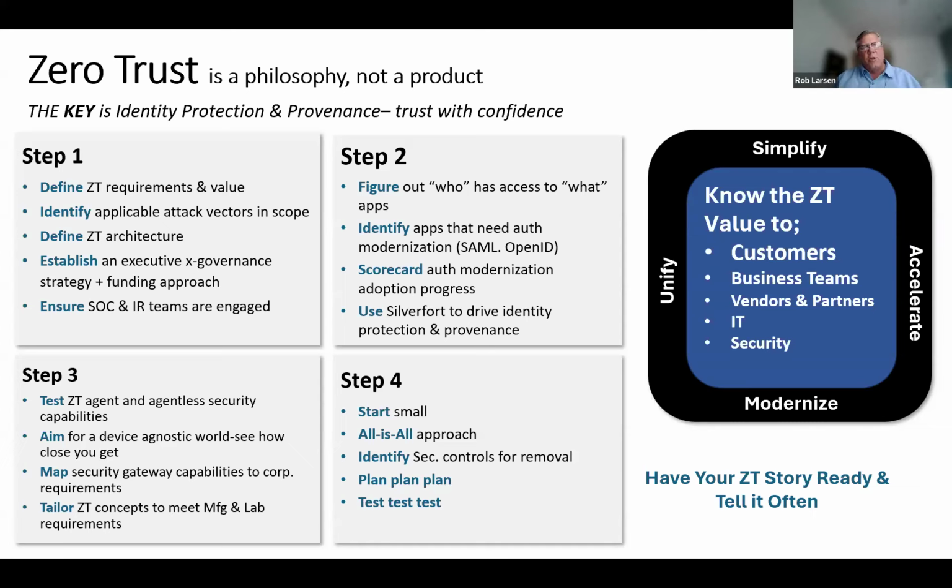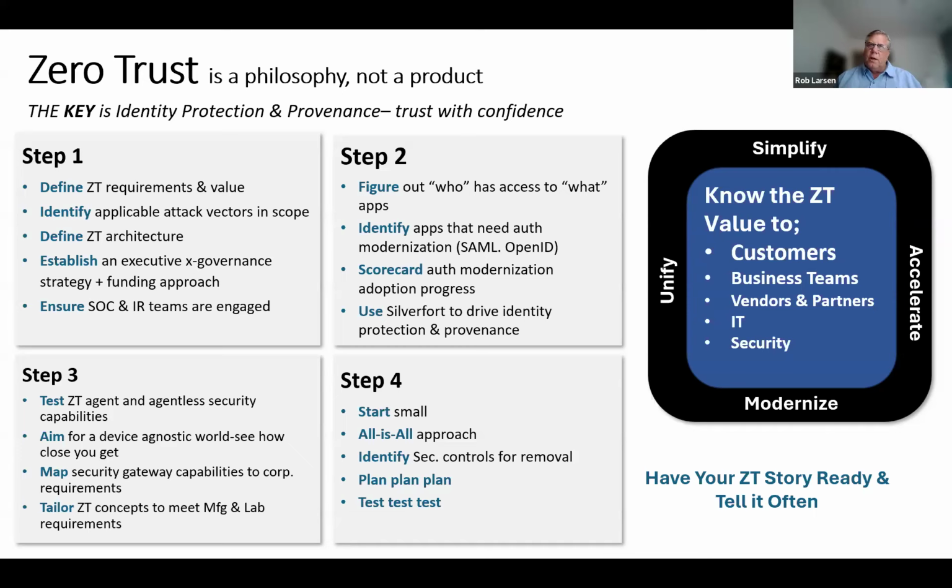I think you have to make sure that you link the applicable attack vectors with your zero trust strategy. Define that architecture ahead of schedule and establish an executive governance team and strategy and funding model so that you're not stuck halfway through a 3-year deployment. And the other thing I really learned was pull in your SOC and your incident response team members as part of the project because it will change the monitoring strategy of those individuals, especially the incident response team and the SOC. It will change what they're able to see.